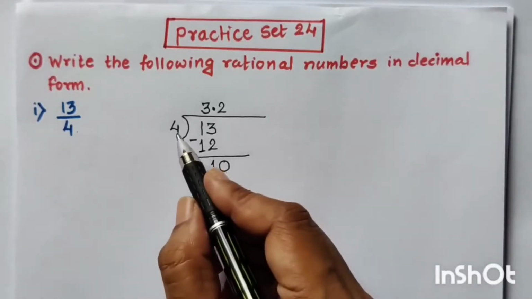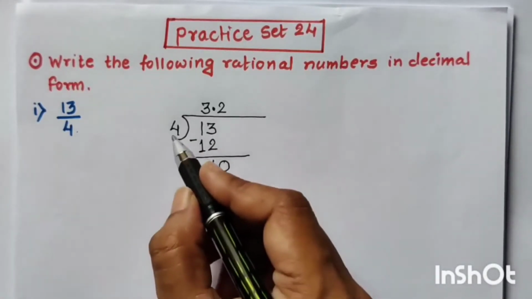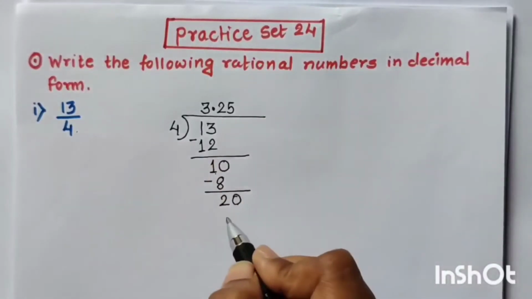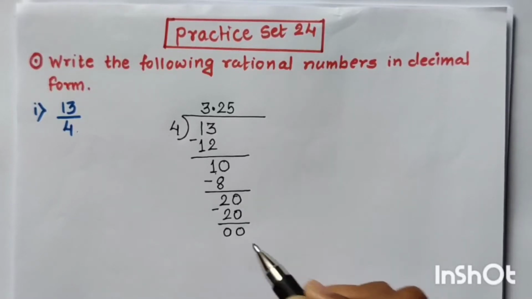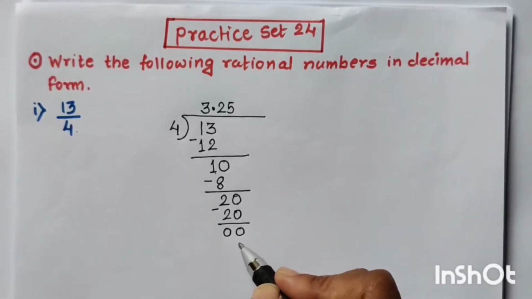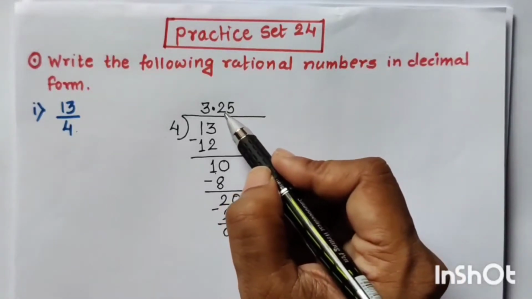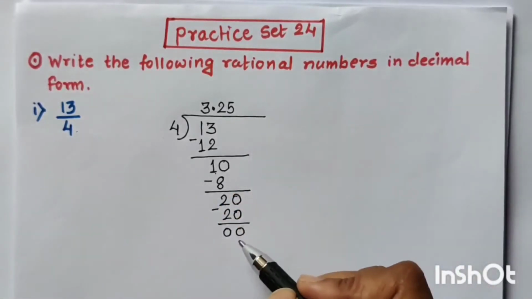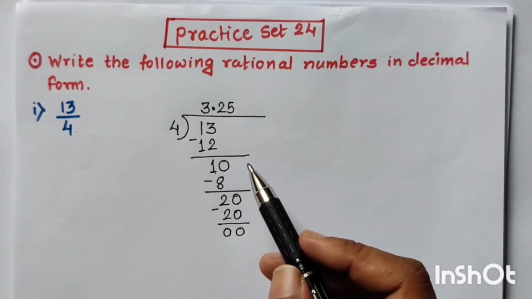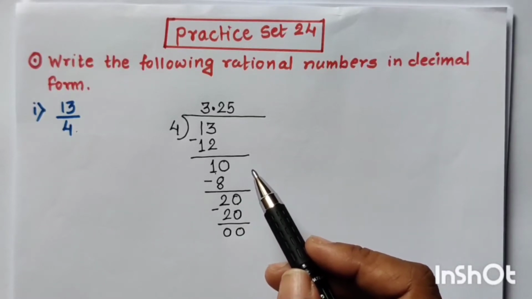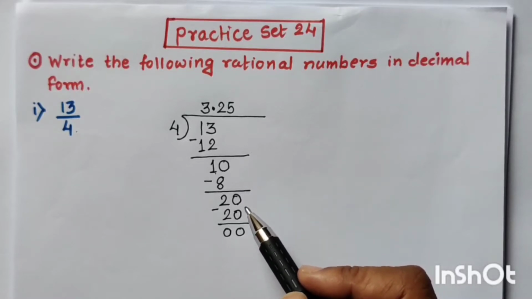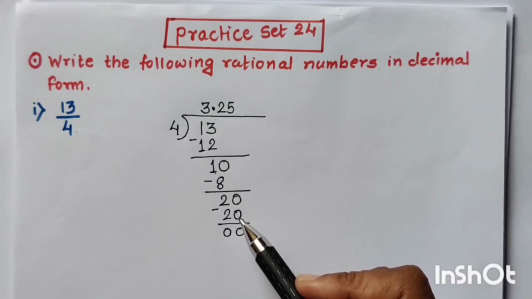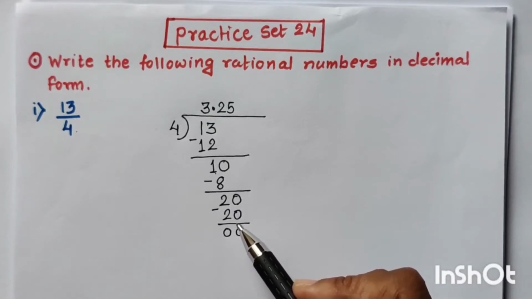Now, divide 20 by 4. 4 5s are 20. 20 minus 20, we get 0. So now the remainder is 0. The quotient we get is 3.25. When we get remainder 0, such a decimal form is known as terminating decimal form, because here we have obtained 0 as the remainder. This type of decimal form of a rational number is called terminating decimal form.